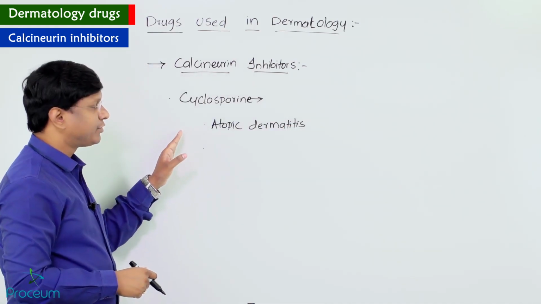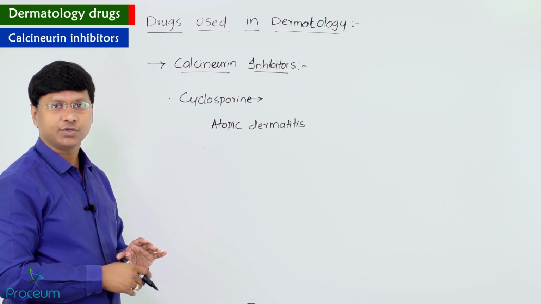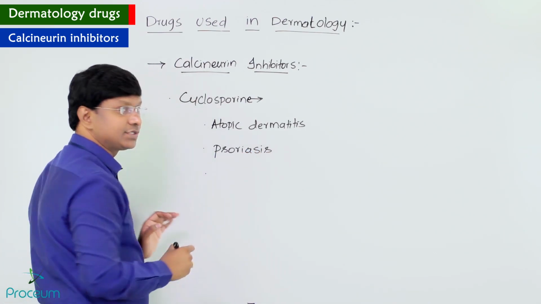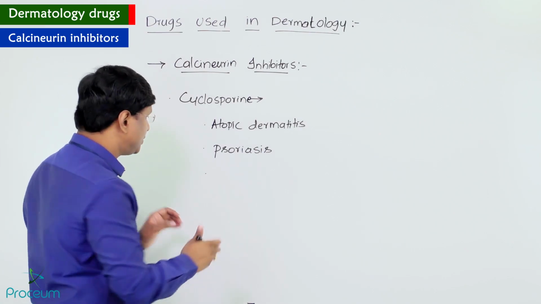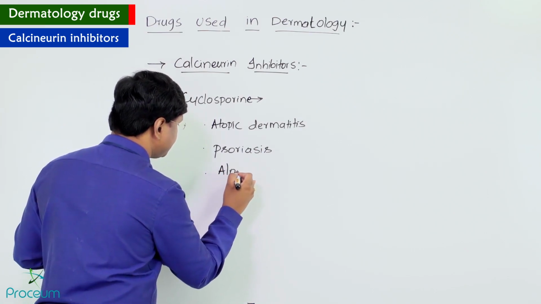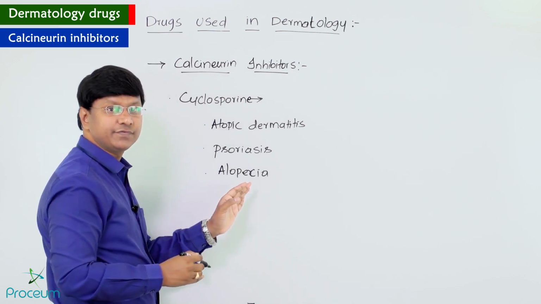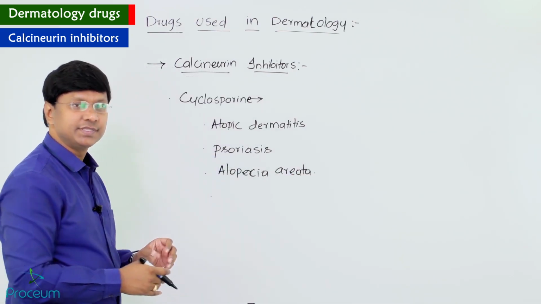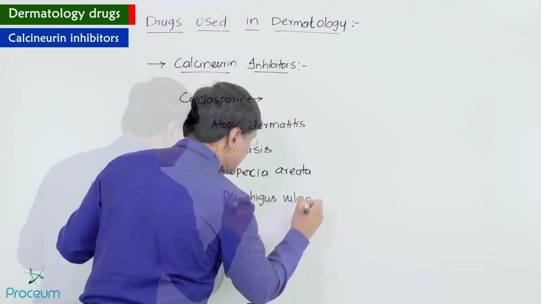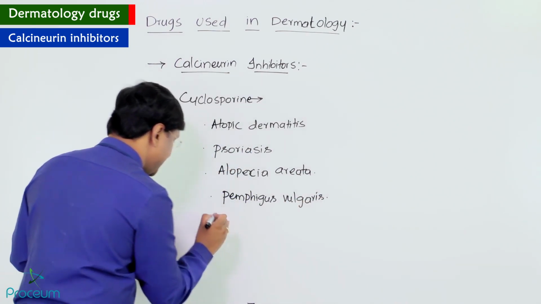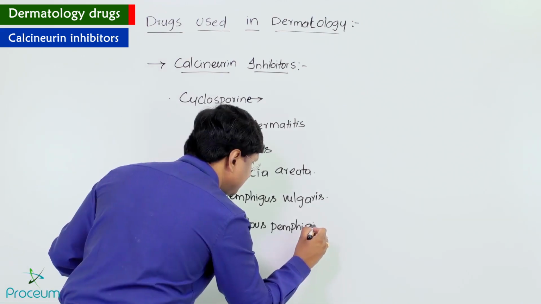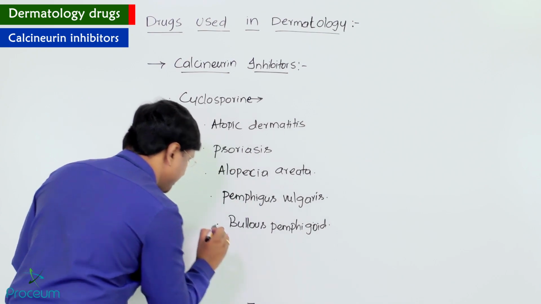Cyclosporin is used in atopic dermatitis, psoriasis, and alopecia areata, and a type of pemphigus, that is pemphigus vulgaris. Next, it is also used in bullous pemphigoid.